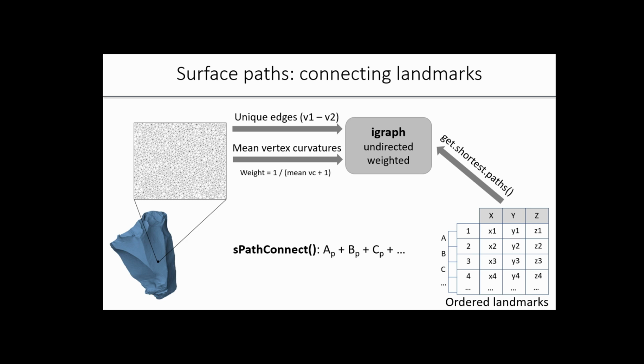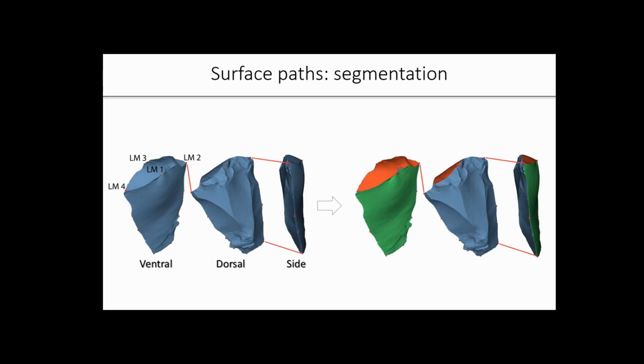So anyway, this SPath connect function basically connects landmarks in pairs, landmark 1 to landmark 2, landmark 2 to landmark 3, and so on, and uses this function from the iGraph package in order to compute shortest paths on the surface. So what can you do with this? Well, this is one of the things that you can do. You can perform segmentation. So using these landmarks on the platform and along the edges of this flake, I can go from this to this. And as you see, it works pretty reasonably.